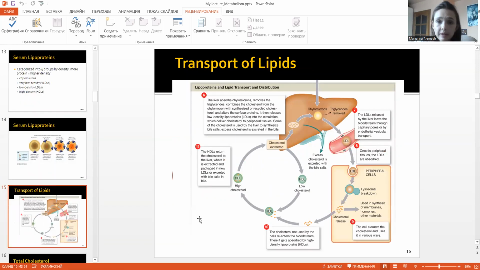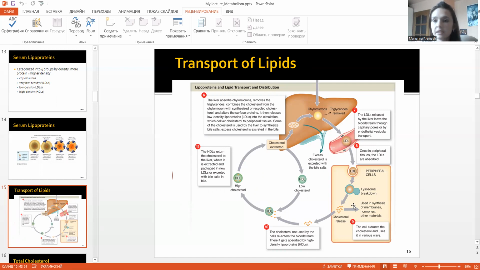So first of all, the liver absorbs chylomicrons, which deliver 90% of the triglycerides from the digestive system. Inside the liver, chylomicrons release triglycerides. Triglycerides combine with low density lipoproteins and are released into the bloodstream. These low density lipoproteins deliver triglycerides, mainly cholesterol and phospholipids, to the cell.